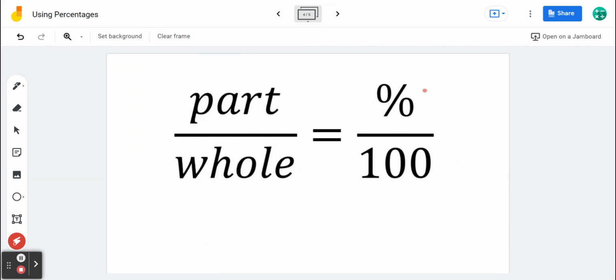So just to illustrate that, this is going to be the setup for most, if not all, of our percentage problems. You're going to have two fractions. One of them is always going to be your percent. So if it says 75%, it's going to be 75 over 100. If it says 85%, it's going to be 85 out of 100. That's easy to remember because that's how we learned it. Percentages are fractions out of 100.